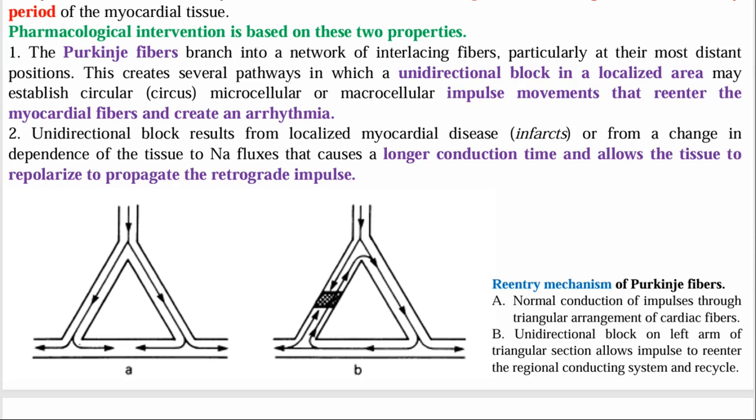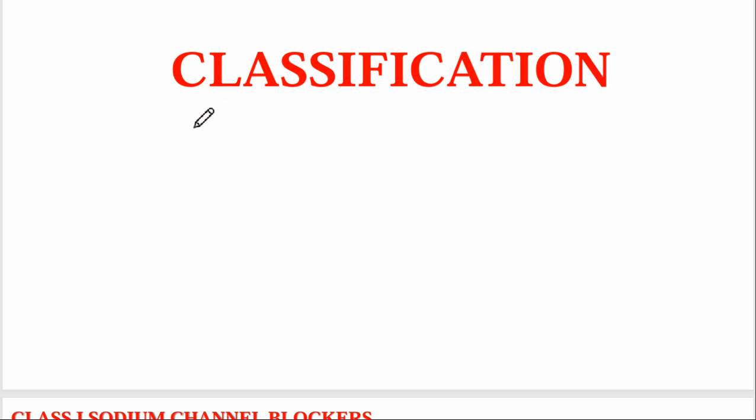Let's move ahead to the pharmacological intervention. Now, here it is all the HAP part, that the Purkinje fibers branch into a network of interlacing fibers. Then there is a longer conduction time that allows the tissue to recover. You can just have a read on this, as it is not very important. We'll now focus on the classification.